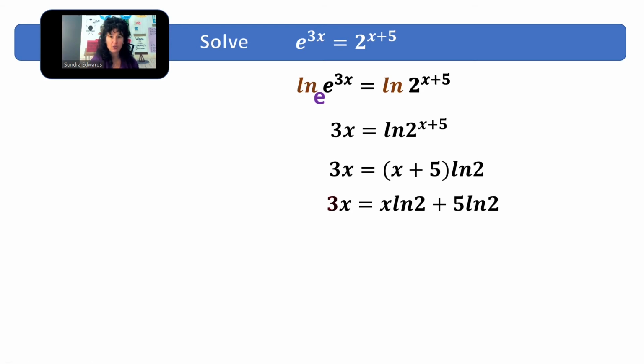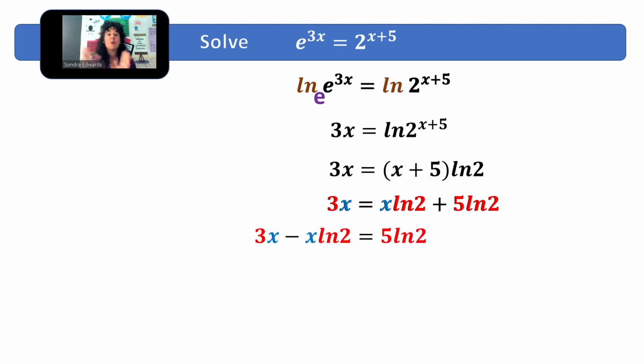So I'm going to color code this really quick. Notice that the first term there has an x in it, and then this one does not. So we want x's on one side, everything else on the other. So I'm going to subtract x ln 2 from both sides because that's going to put all the x's on the same side. So there I have it after I've subtracted x ln 2.